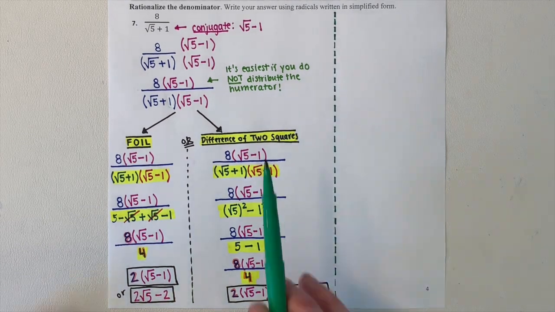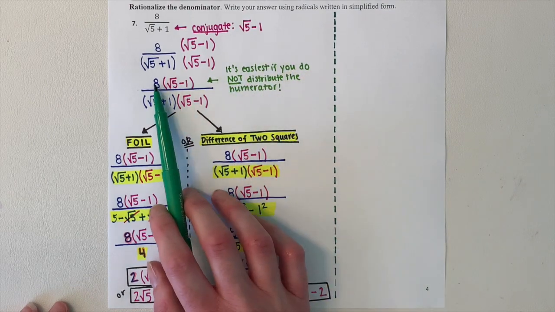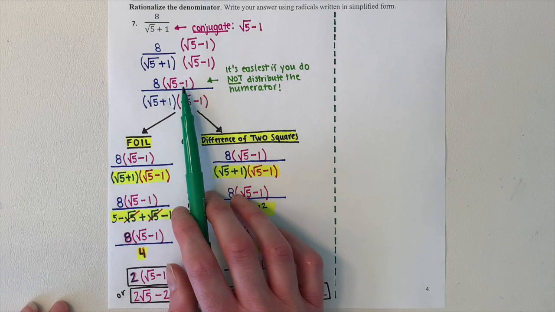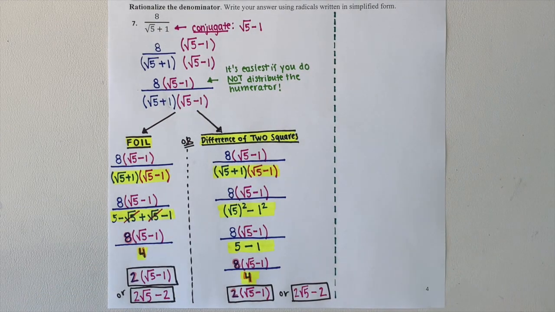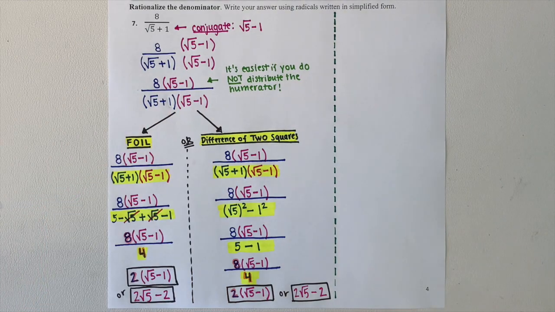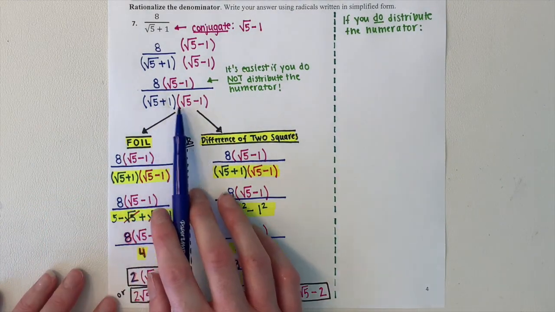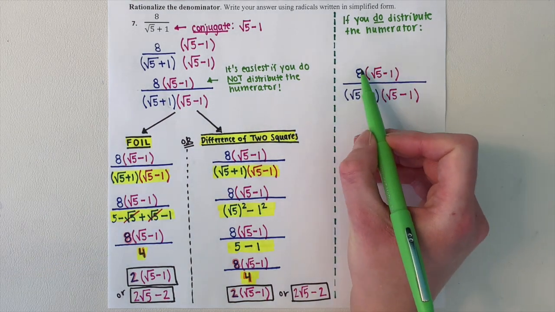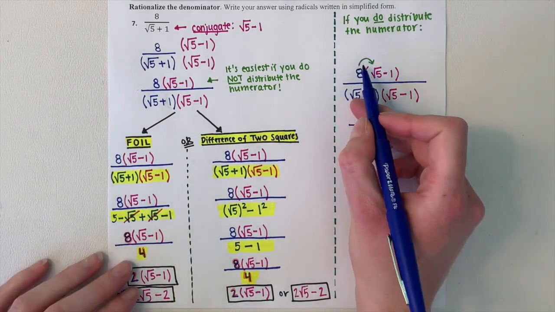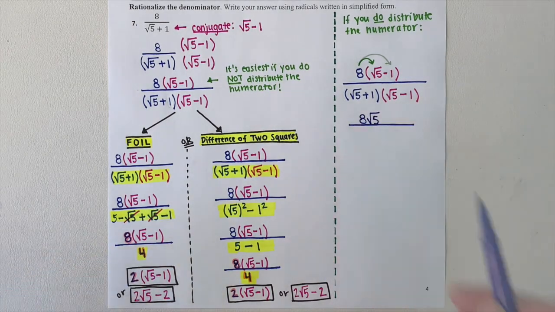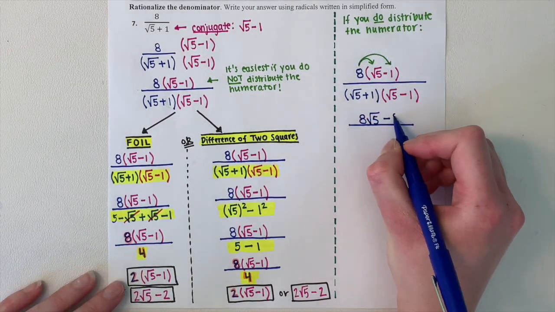Now, I suggested that you do not distribute the numerator because I think it's easier to simplify in the end if you don't distribute the numerator. But let me show you how to solve the problem if you do choose to distribute the numerator. So I'm going to copy this exact expression over here. If you decide to distribute the numerator, 8 times the square root of 5 will give us 8 square root of 5, and 8 times negative 1 will give us negative 8.